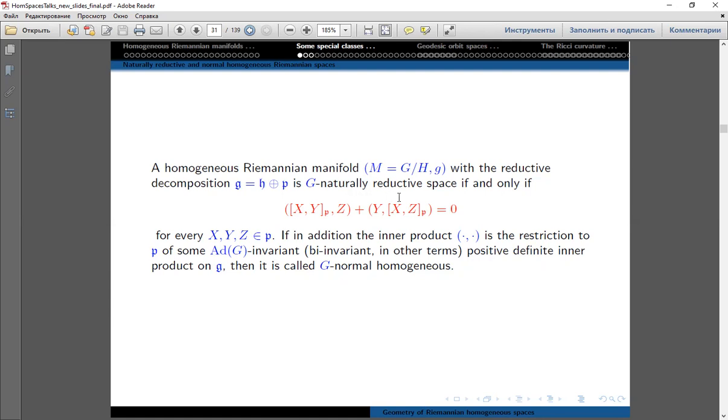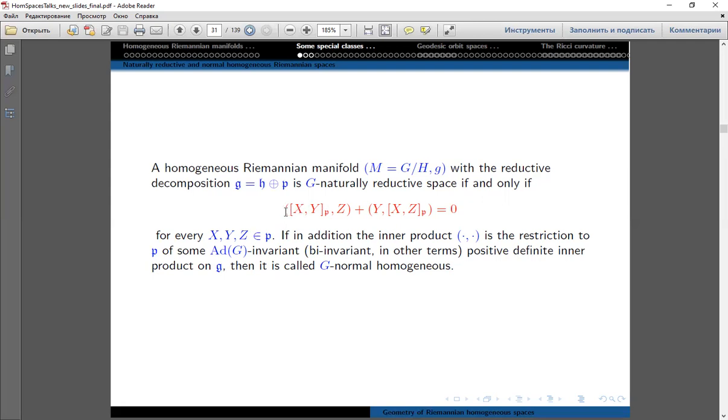A G-natural reductive space is a space such that the corresponding inner product has this property. Look at this formula, please. Here x, y, z are any tangent vectors to the tangent space at a given point, or in our assumption, any vectors from the reductive complement P. If we consider this formula more closely, we see that it means that at x, adjoint x is a skew-symmetric operator with respect to the given inner product, or given Riemannian metric.